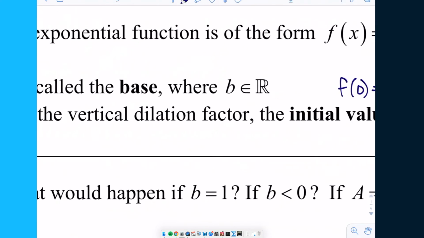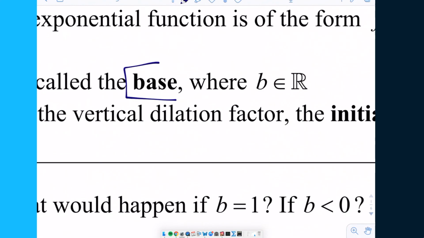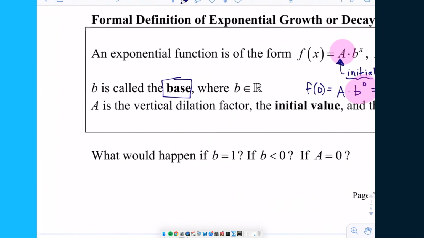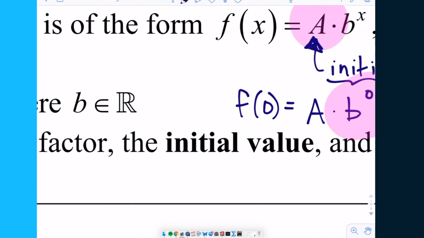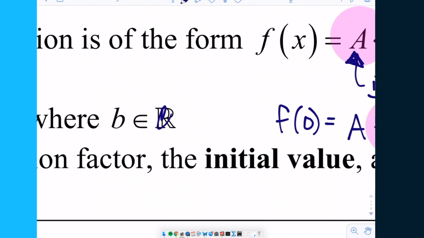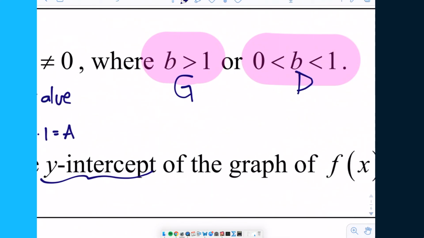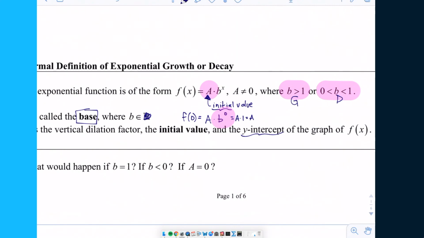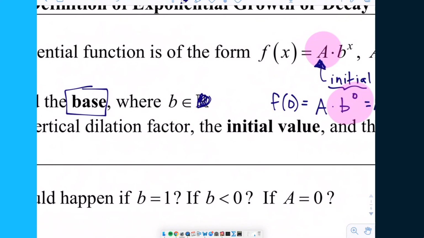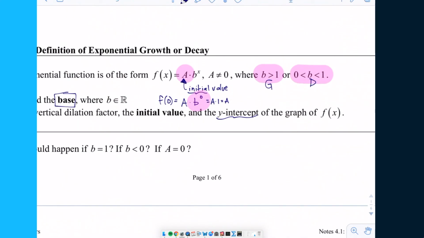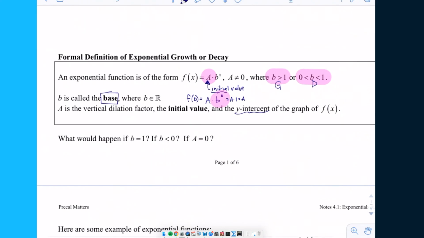And the b itself is called the base. That's a good letter to use for something that's called the base. The base could be, it says any real number, but we already put restrictions on it over here. So it could be any real number greater than 1 or any number between 0 and 1. I don't want you to think that it can be negative. It doesn't have to be a nice number. It could be like 2.5. So it could be any real number as long as it's greater than 1 or between 0 and 1.